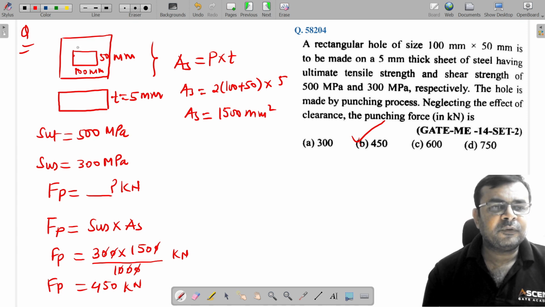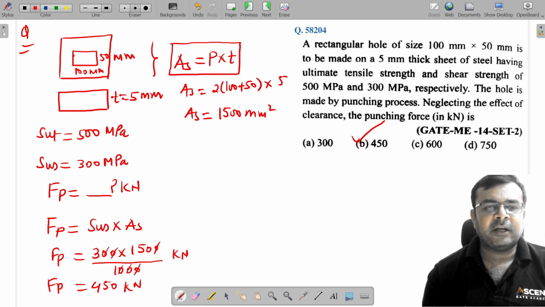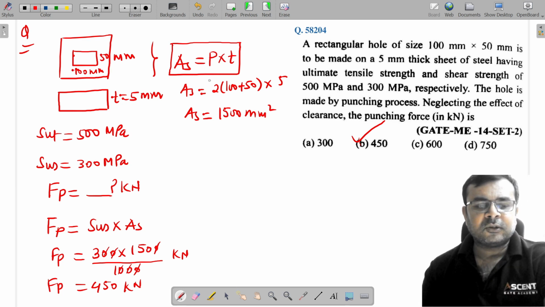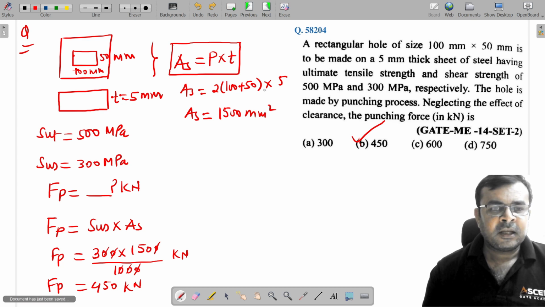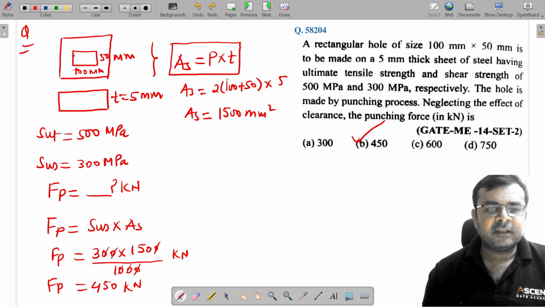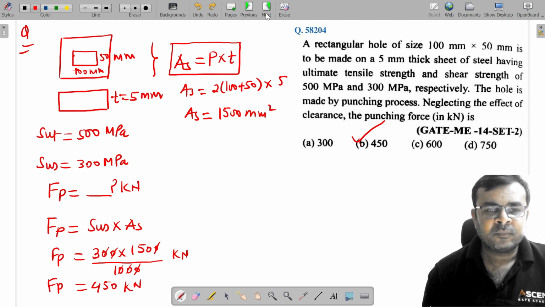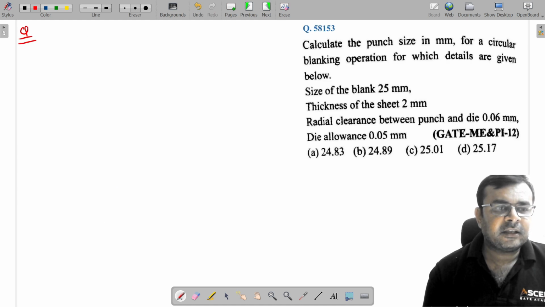Whenever you perform a punching operation, we always write this expression. This is the generalized formula, and the perimeter has a different value for different sections. Since here we have a rectangular pocket, the perimeter is 2 times (length plus width). And if it is circular, then instead you write pi d. Pi d is the perimeter of the circle. Is it clear?